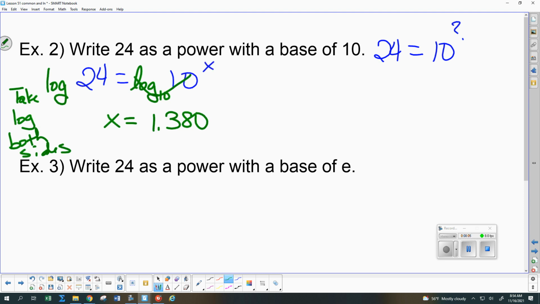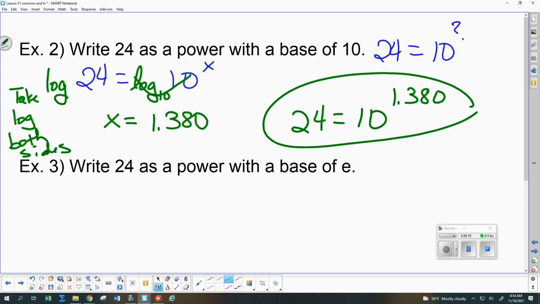Okay, what I've written on my paper now says what the exponent is. The problem said to write 24 as a power, and all I've done is write down what the exponent is. So to finish the problem, I need to say 24 is 10 to the 1.380. Anybody with a question there? Okay, next one.